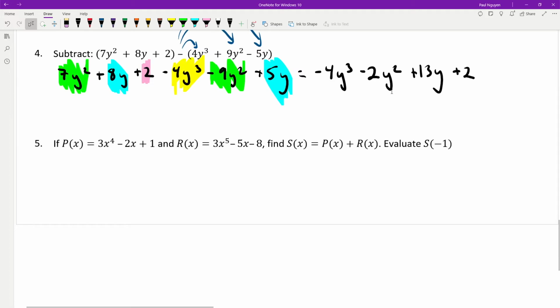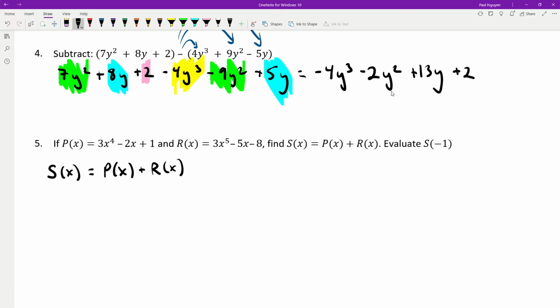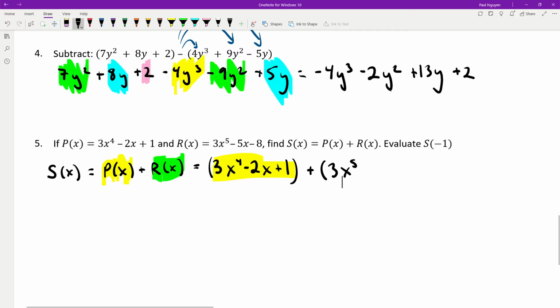If p of x is this and r of x is this, let's find s of x, which is p of x plus r of x. So s of x is p of x plus r of x. P of x is 3x to the 4th minus 2x plus 1. Right? This equals this. And then plus r of x, which is 3x to the 5th minus 5x minus 8.